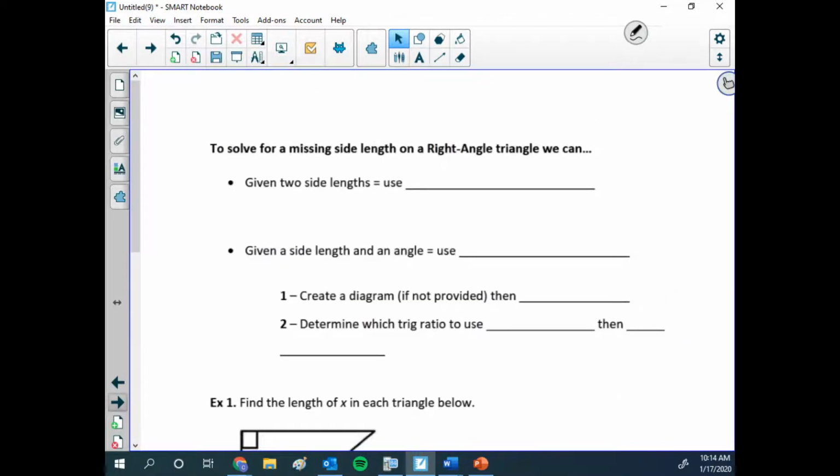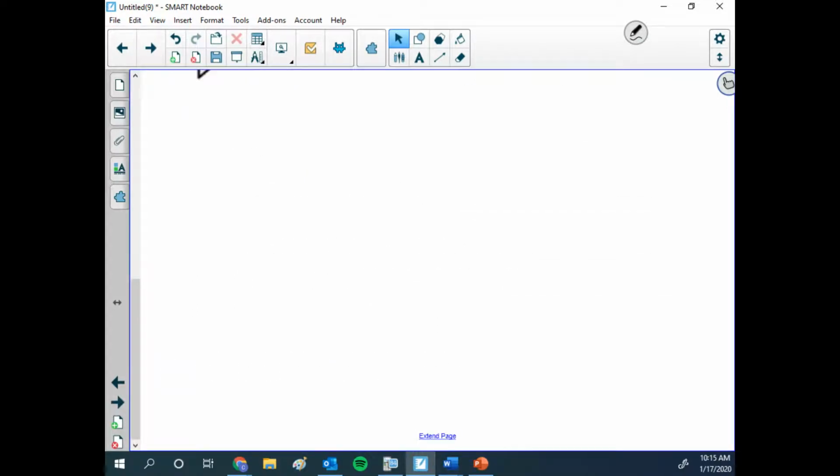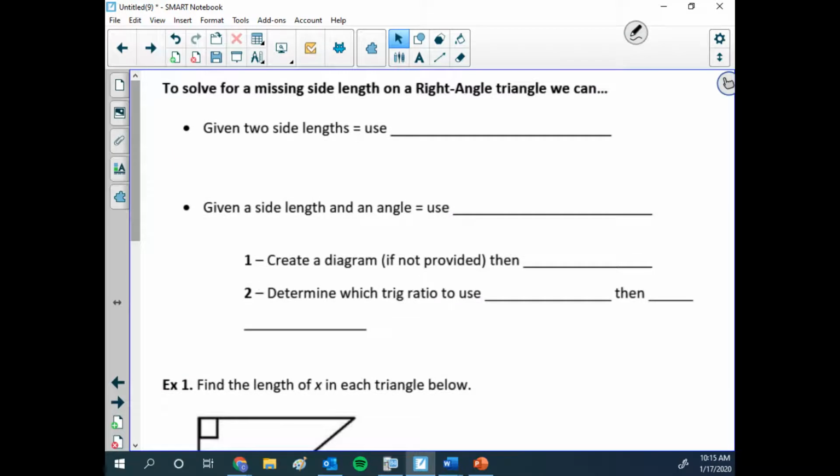So really, there's only two sorts of things we can do to solve in this unit. Either we're looking for the missing length of a triangle, or the missing angle of a triangle. I'll look at solving for a missing side length first. If I'm trying to solve for a missing side length of a right angle triangle, given two sides, let's say I'm given this is 4 and this is 7, what's that third side? If I have two side lengths, I'm looking for a third, I'm going to use Pythagorean theorem. I won't write that down again. I hope that everybody knows it.